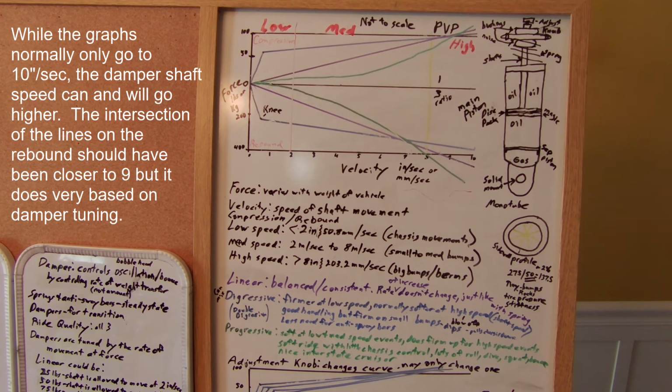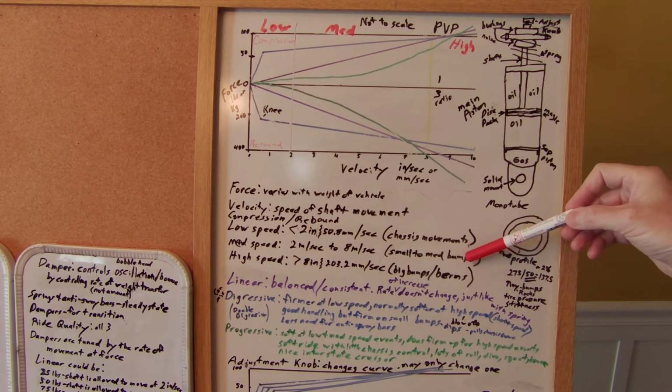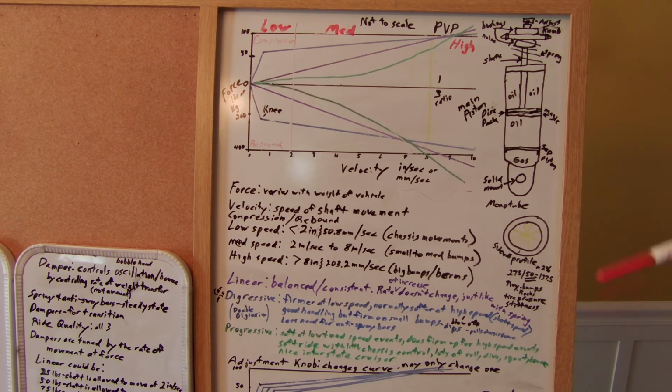It will be much firmer, but it's soft. This is an interstate cruiser. This is soft at low to medium speed events. What's low and medium? Chassis movements, medium, small to medium bumps. So it's going to absorb those like nothing, like they're not there. It does firm up at the big bumps.